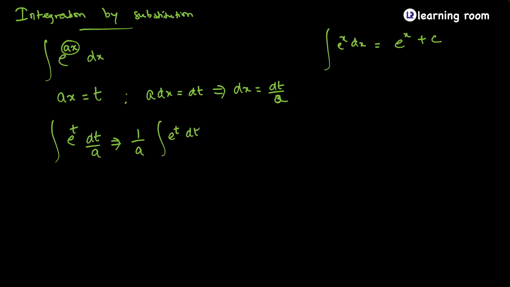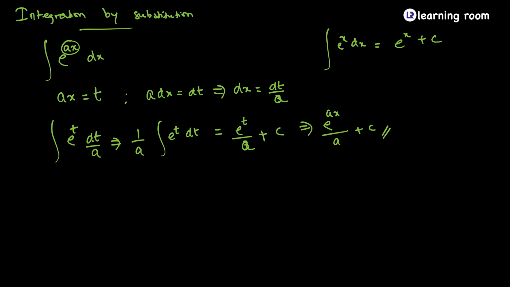So what will the answer be? It will be e power t divided by a plus c, which is also going to be equal to, what is t here? Ax. So e power ax divided by a plus c.